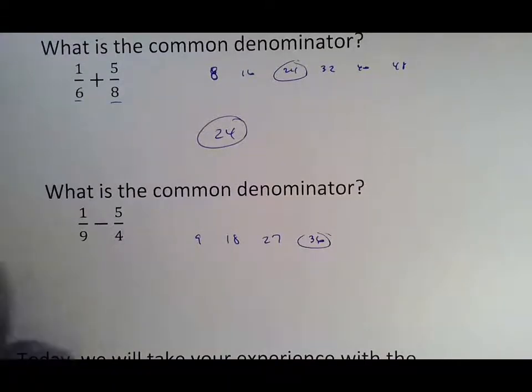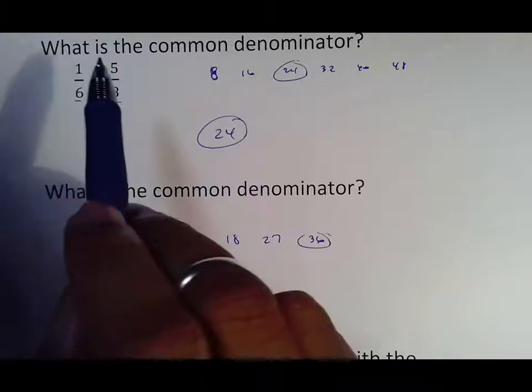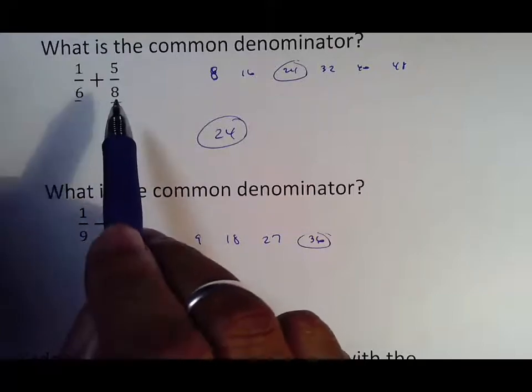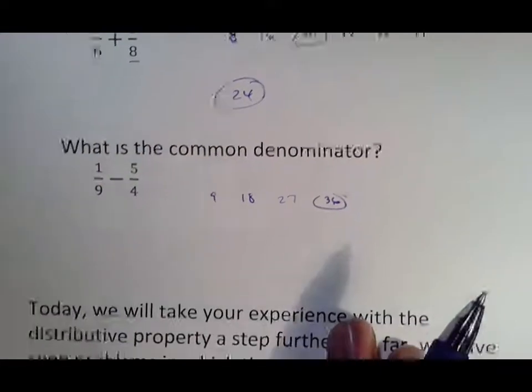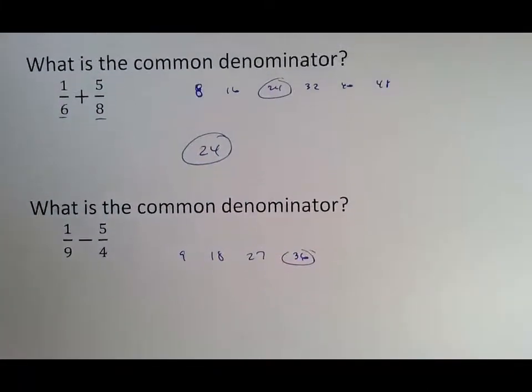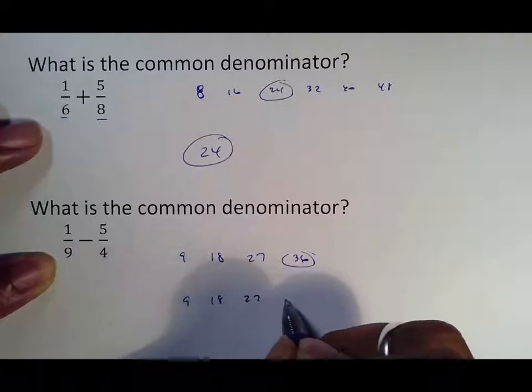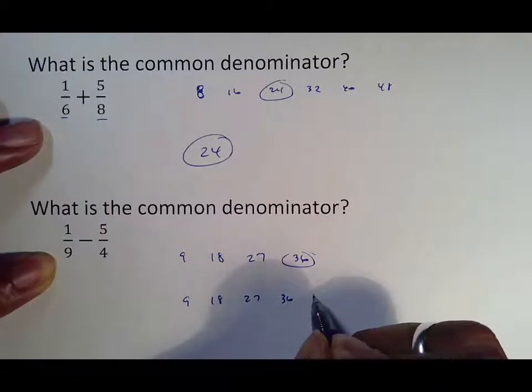So the better you are, you can actually do this in your head and just go 9, no, 18, no, 27, no, 36, yes. Or you can go 8, no, 16, no, 24, yes. And once you find it, that's your common denominator. So even if you're not good with your factors, you could literally just make your tree here.